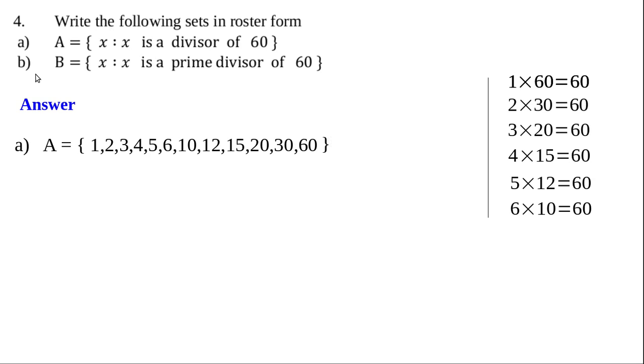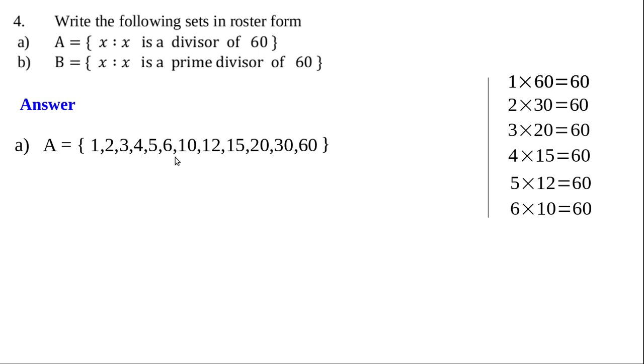What about question B? B is the set of all x such that x is a prime divisor of 60. We want to select the prime numbers among these. Which are the prime numbers? Is 1 a prime number? No. 1 is neither prime nor composite. What about 2? 2, 3 and 5 are prime numbers. What is a prime number? A number having only 2 factors.